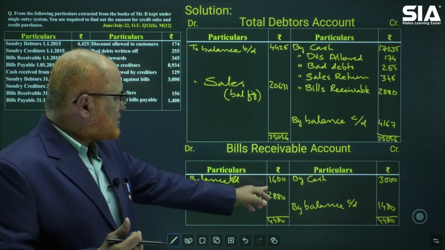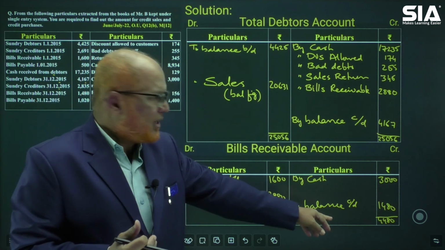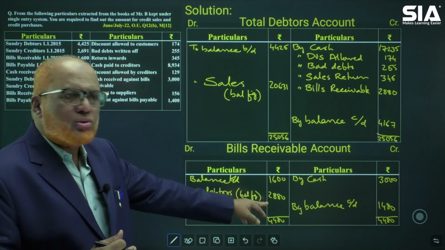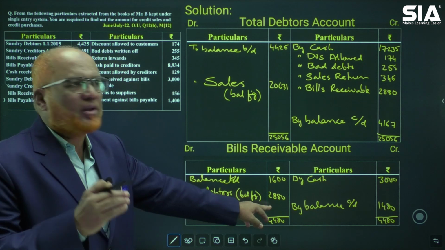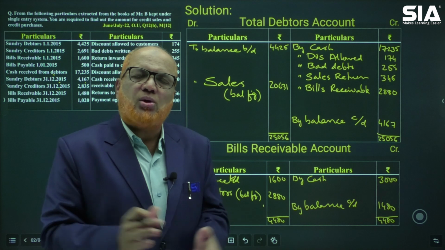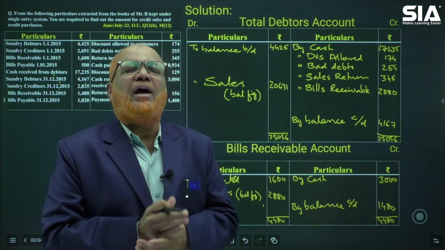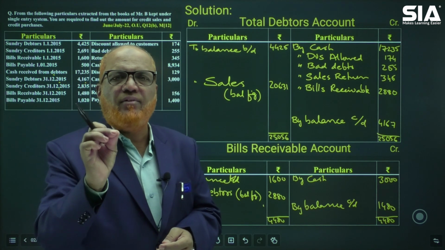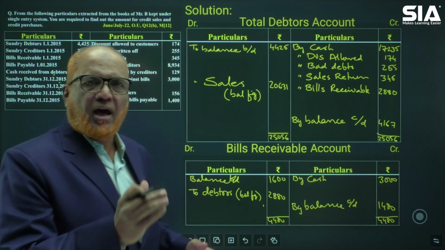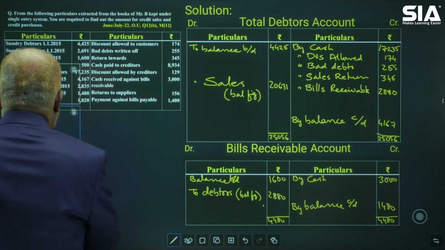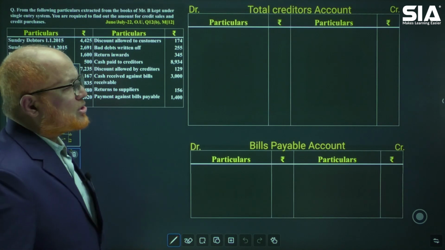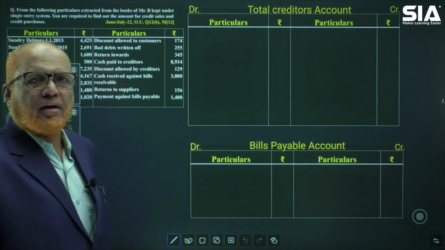By preparing this bills receivable account, we come to know that during the year some bills are received. How do we come to know? Because bills receivable opening and closing balances are given, and cash received on account of bills receivable is given. So the balancing figure 2880 is the bills receivable received from debtors. Now the balancing figure is sales. That's all. Just know how we have calculated the sales. Similarly, we have to calculate the purchases by preparing the total creditors account and bills payable account. Now I'm moving on to the next slide. That is the total creditors account and bills payable account.